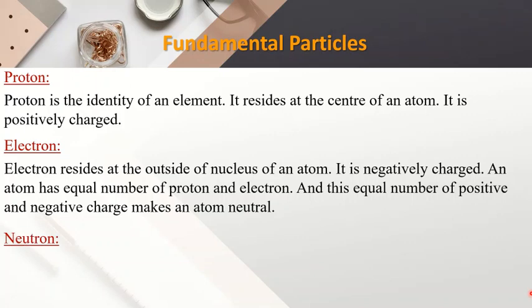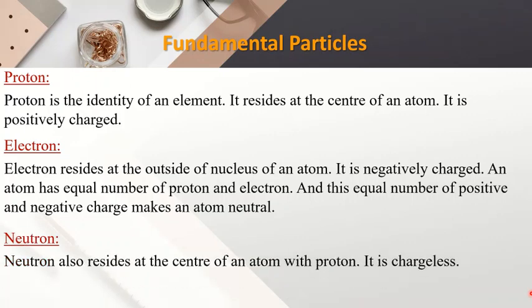And the third one is neutron, which also resides at the center of the atom with proton. And neutron is chargeless. That means neutron is neutral in charge. So in center there are proton and neutron, where proton is positively charged and neutron is neutral, and this proton and neutron together make nucleus, which is also positive in charge.